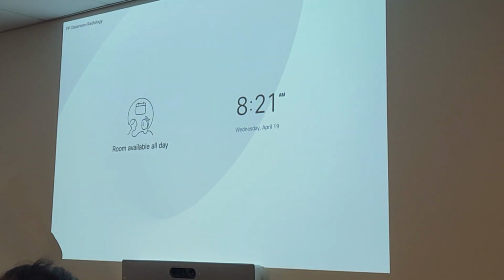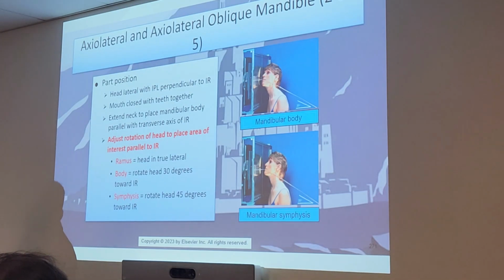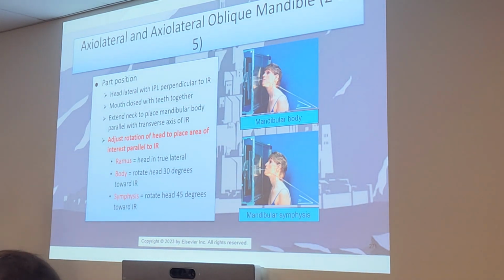So it's modified this way. What you're going to do basically is put the head in true lateral, just like we're doing a regular lateral skull. But then depending on what we're looking at, let's say we want the body, we'll turn the head 30 degrees. If we want the symphysis, we'll turn it 45 degrees. It's just going to distort those areas a little bit more.